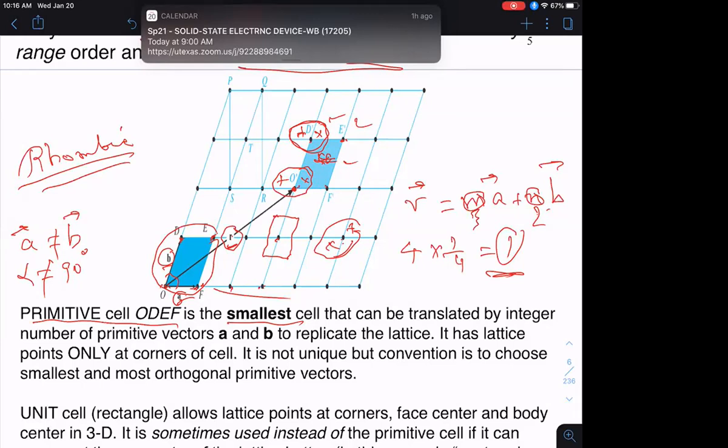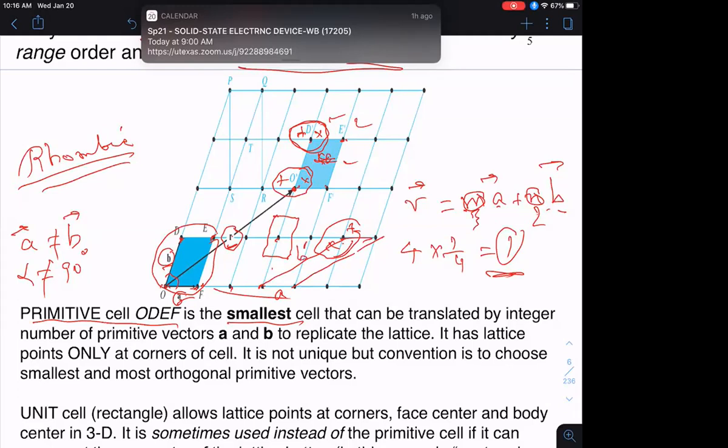Now, a primitive cell, as I've told you, is not unique. In fact, you could have drawn a primitive cell like so also, as another example, okay? You'll see that it meets a definition that you can translate this by integer numbers of these lattice vectors. Now the lattice vectors are different. So this one is same as before, but this B is longer, right? Let me call it B prime.